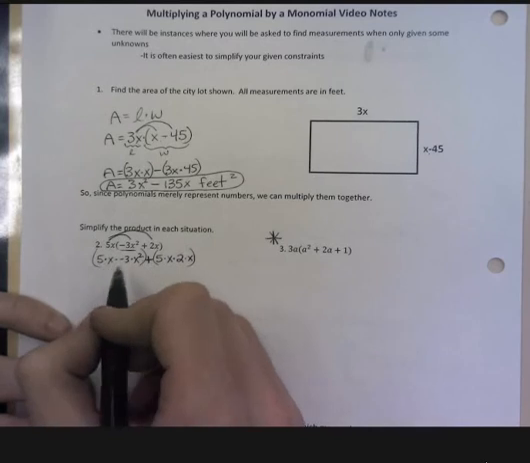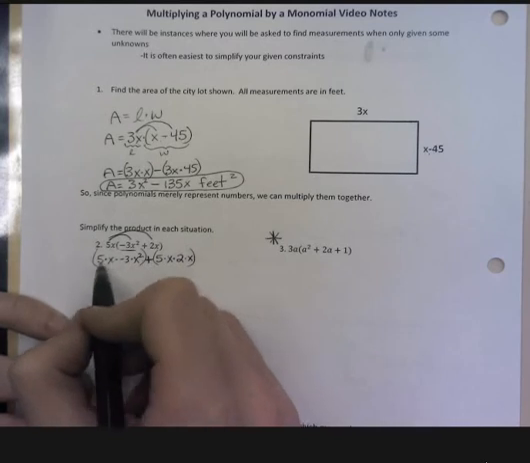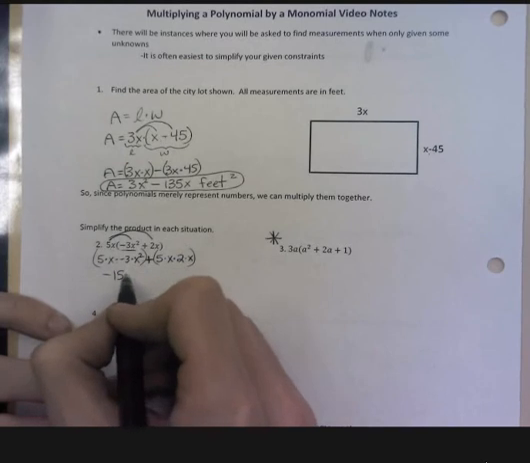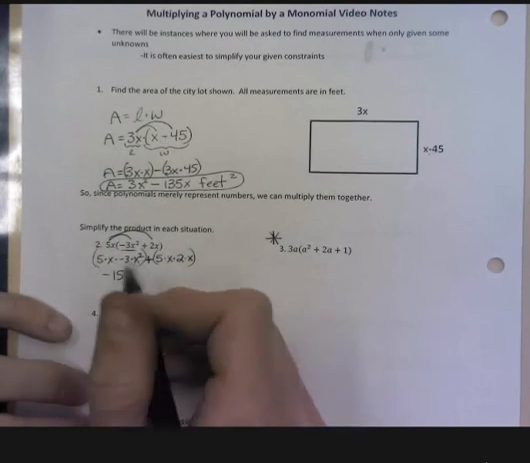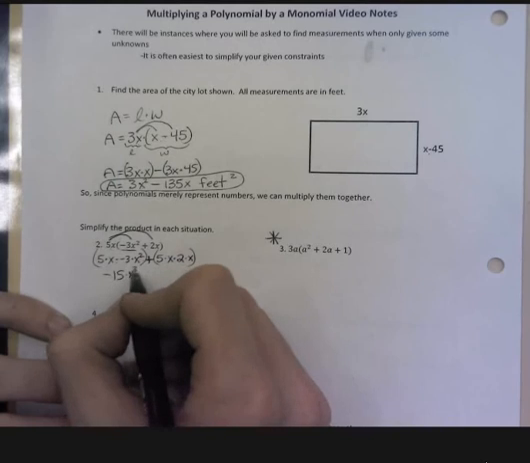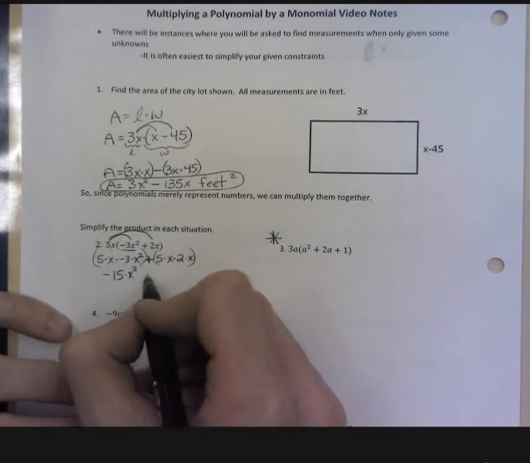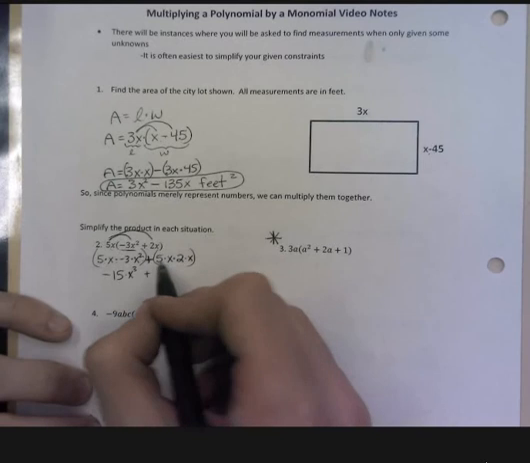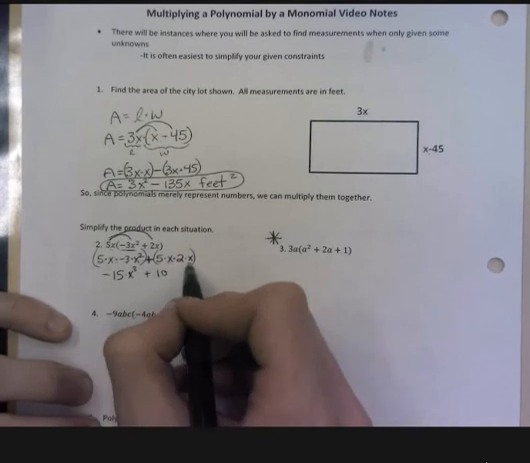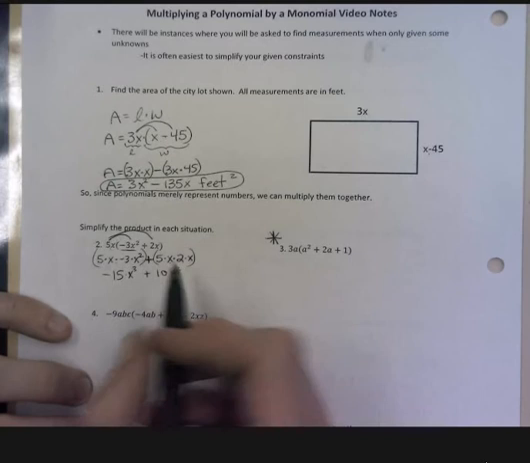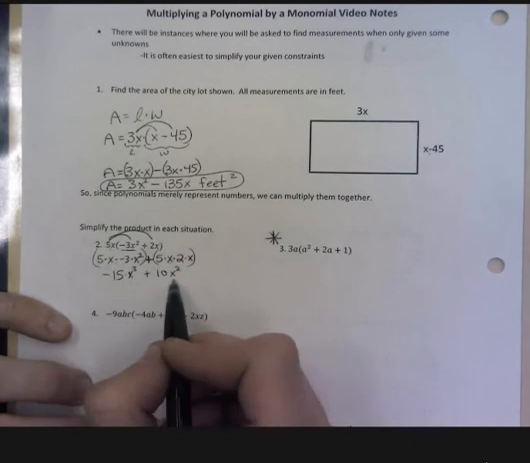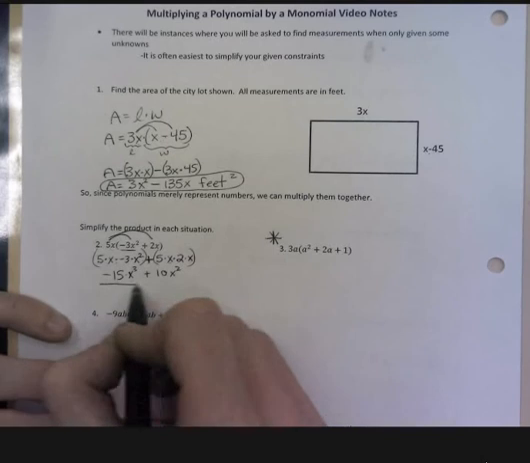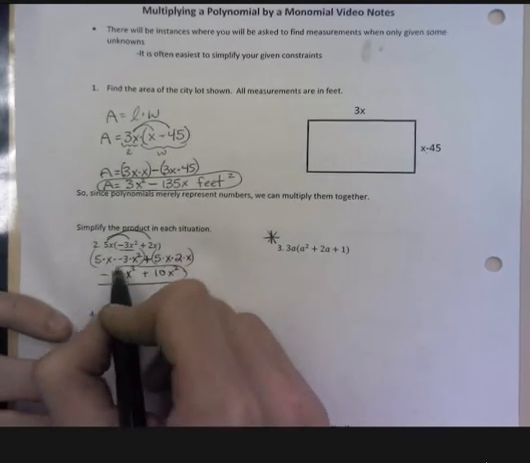So 5 times negative 3 is negative 15, and x times x squared is x cubed, plus, and now let's do the second part. 5 times 2 is 10, and x times x is x squared. Since these are not like terms, this is your final answer. Negative 15x cubed plus 10x squared.